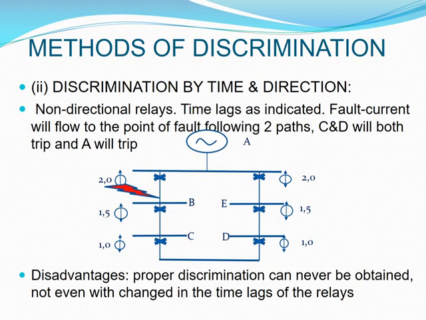So our third method is discrimination by time and direction. Looking at this network, you can see that we've got a source, and then a bus bar at A, and then bus bars B and E, and bus bars C and D. What we need to first realize is that they introduce non-directional relays, which means that they can pick up a fault either on the bus bar above the relay, or below the relay, going towards E in this case.